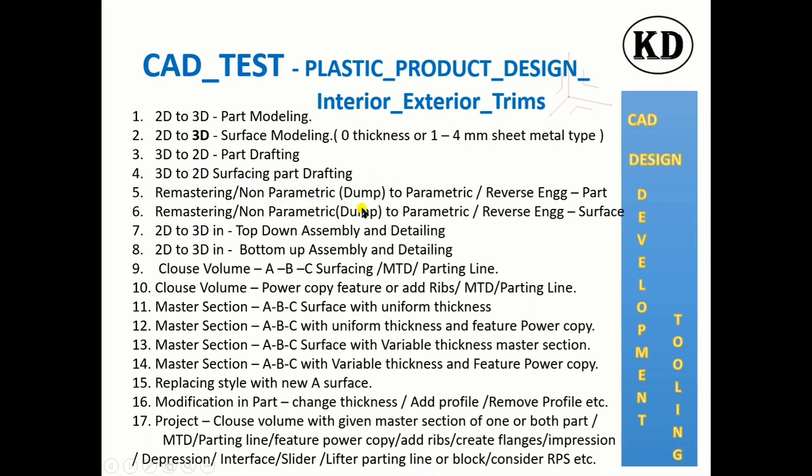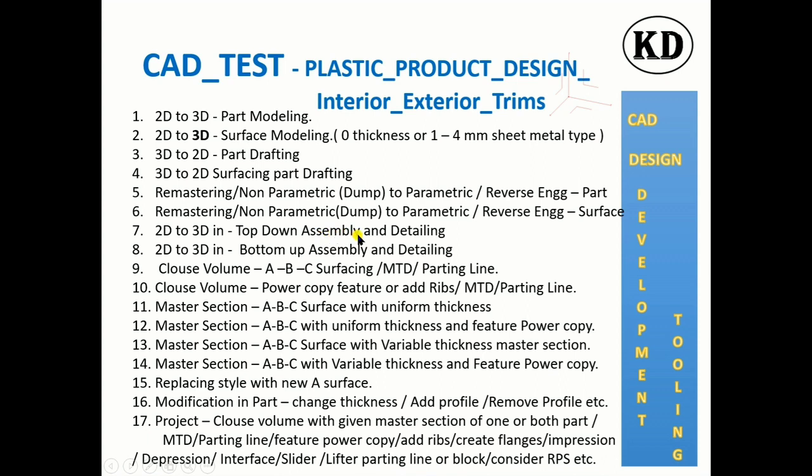Remastering non-parametrics means dumb surface to parametric, or reverse engineering for the part design. The same test will be for the surface design where zero thickness is given, like sheet metals. You have to remaster or make a specification tree accordingly for better modifications.